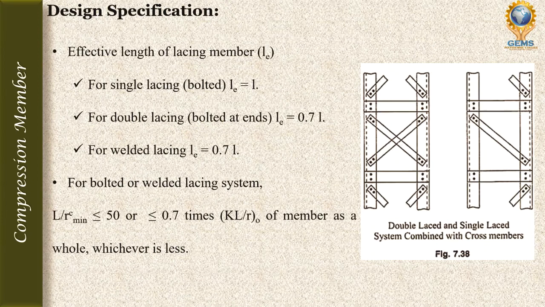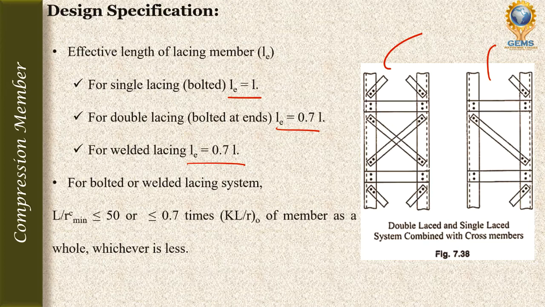Next parameter is the effective length of the lacing member. For a single lacing system having bolted or riveted connection, the effective length is equal to the length of the lacing member. If it is a double lacing system like this, your effective length is equal to 0.7 times the length of the lacing member. For a welded lacing, your effective length is equal to 0.7 times the length of the lacing.